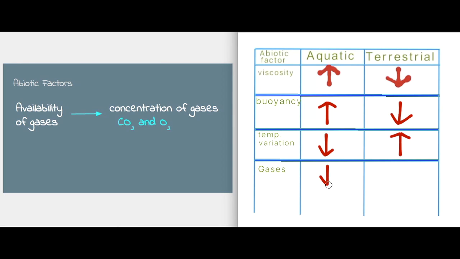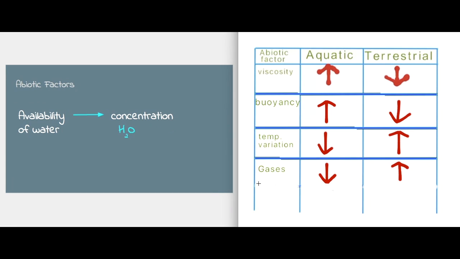In water, oxygen is much less available than on land. As the water becomes deeper, or as the temperature increases, the availability of these gases decreases in the water. The concentration of these gases is greater on land. However, their availability decreases with altitude. So in other words, the concentration of these gases at the top of a mountain would be much less than lower in the atmosphere. The next abiotic factor is water availability.